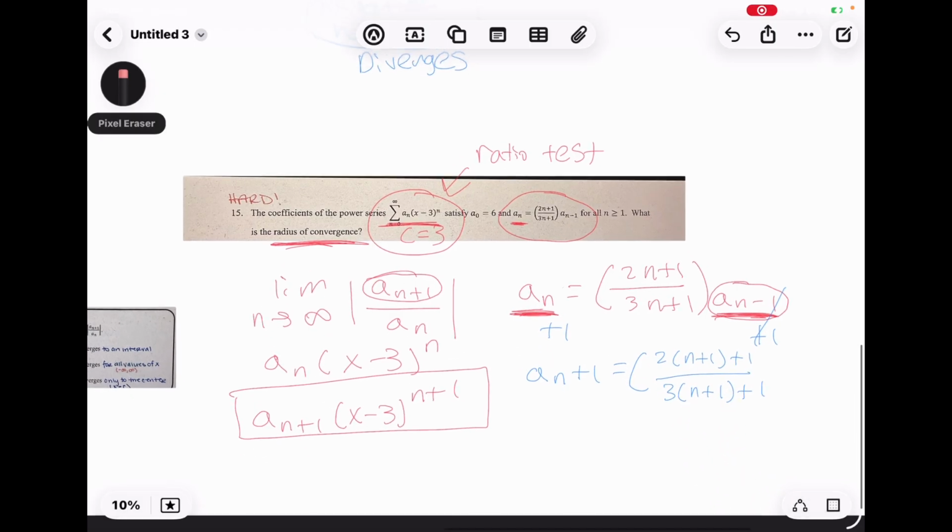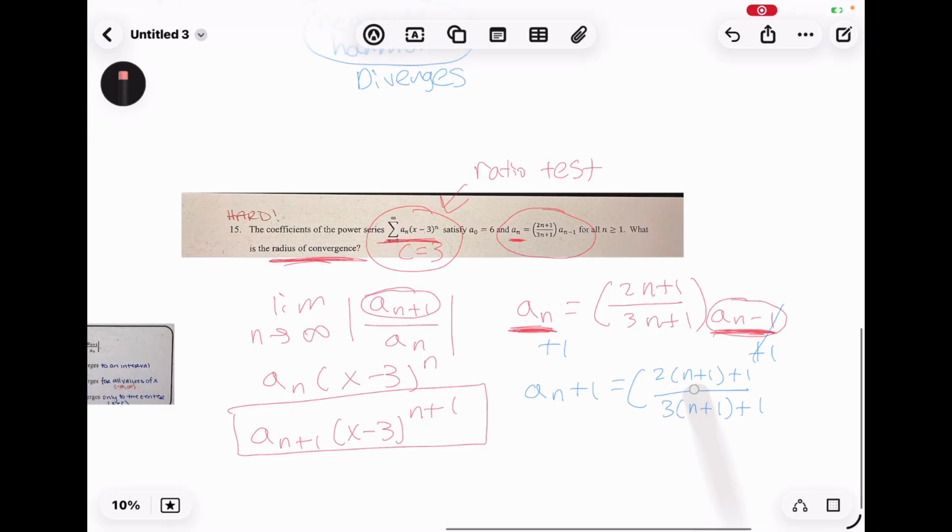So what does that give us? That gives us 2n plus 2 plus 1, so that's 2n plus 3. And then the one at the bottom, 3n, and then this is plus 3, plus 1 more is 4. So this is 3n plus 4. And this gives us a sub n plus 1.